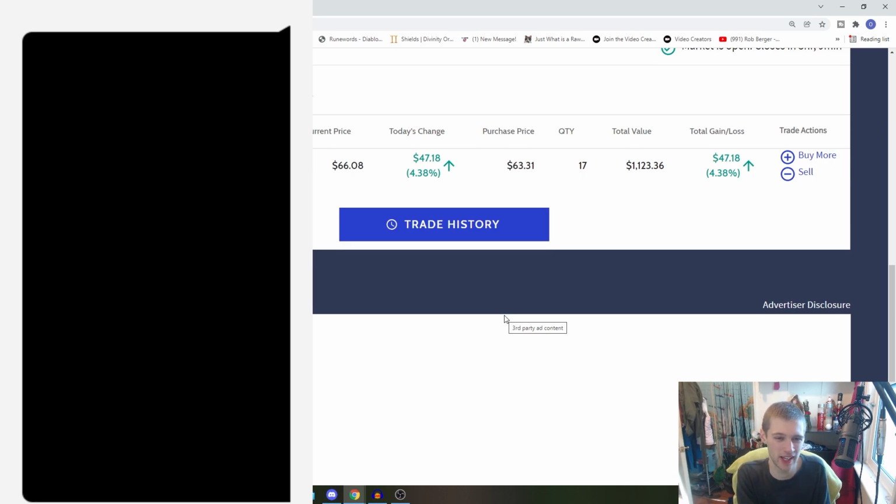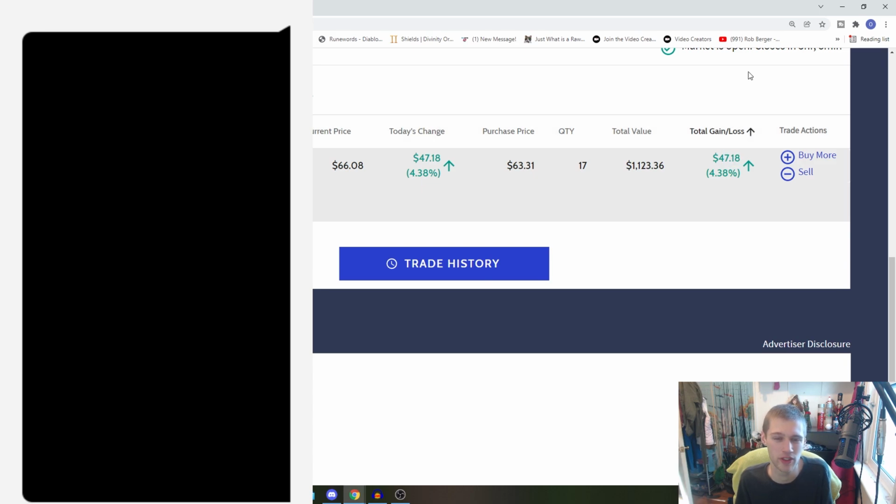so you guys can't see the ticker or the name of the stock. And again, hopefully we can change that once I get confirmation, but I just want to make sure things are kind of safe here. So the current price of the stock that we bought is $66. Today's change is up 4.38%, and the purchase price was $63. We bought 17 shares of the stock, and the total value is $1,123. We're going to look to buy about $1,000 of each stock until we reach about 25 stocks in our portfolio like they recommend, and our total gain today is up $47, and that's a total gain of 4.38%.